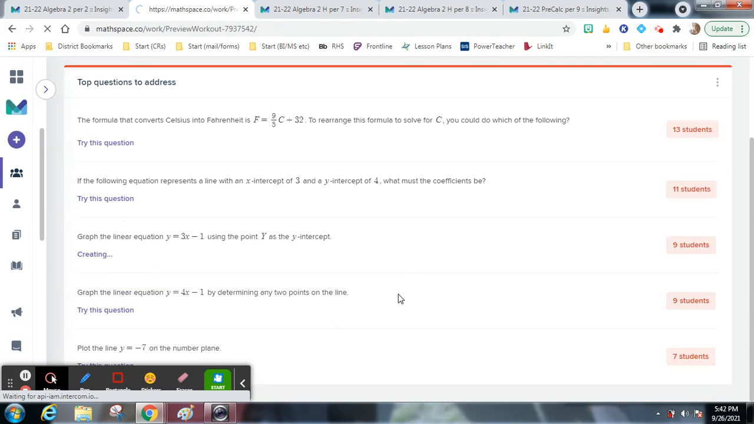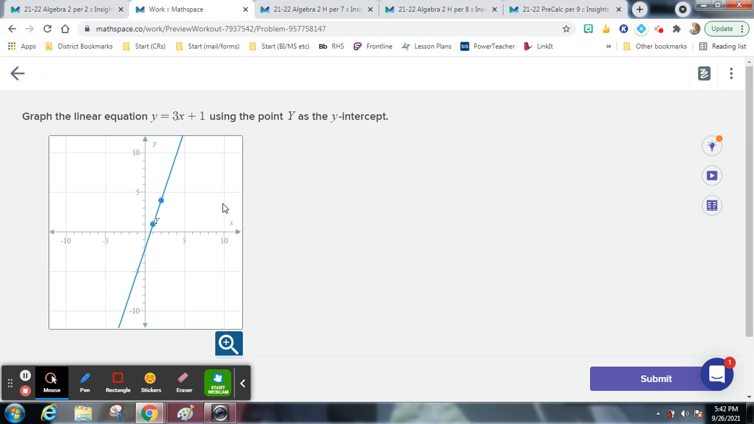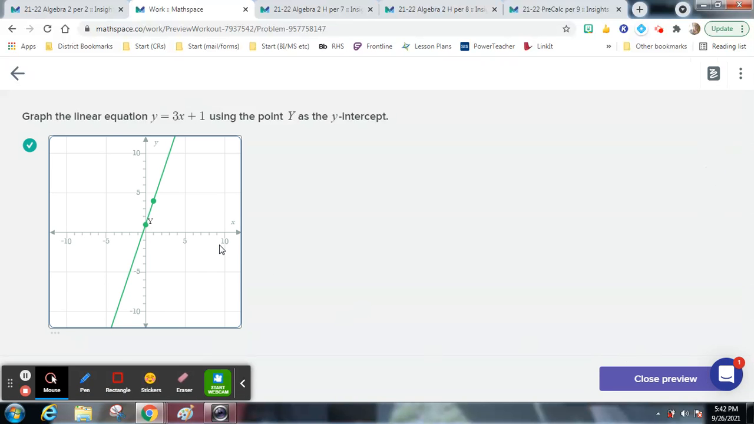Okay, graphing our lines, we should know this. Y equals 3x plus 1 using the point y as the intercept. Well, you're just dragging the y point to where your y-intercept is, which is 1, and then moving your slope of 3, which means I'm going to count up 3 spaces and over 1 to get my graph. Okay, so maybe you just moved the wrong point. You had to move the one that was y to the y-intercept in order to graph that.